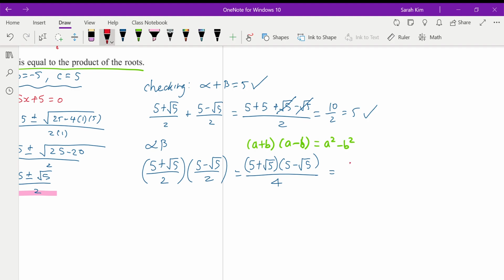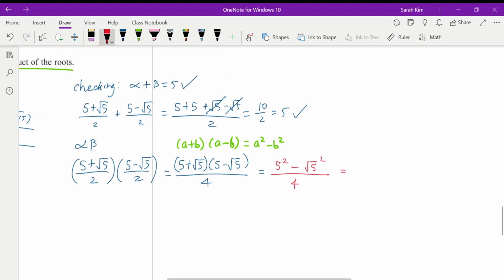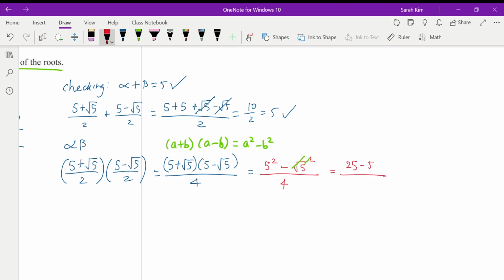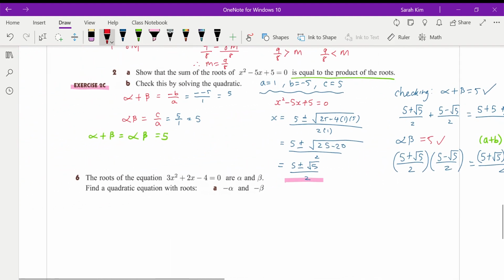So a squared would be 5 squared, b squared would be square root 5 squared, and 4. And then we have 5 squared, 25. And then these two cancel out, so I get 25 take 5, divided by 4, which is 20 divided by 4, which is 5. That equals 5. So we have confirmed question B.